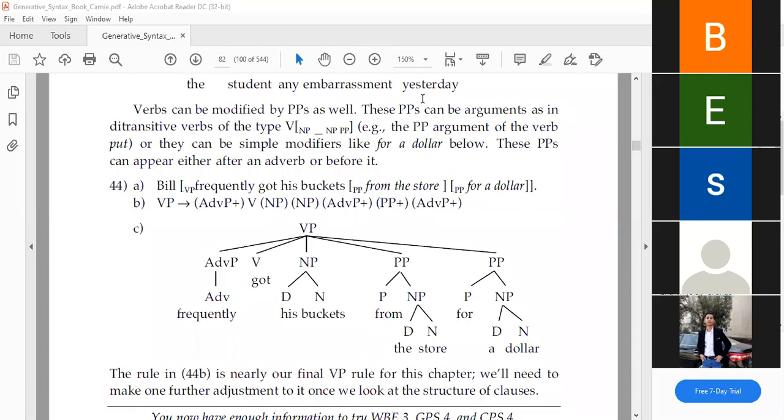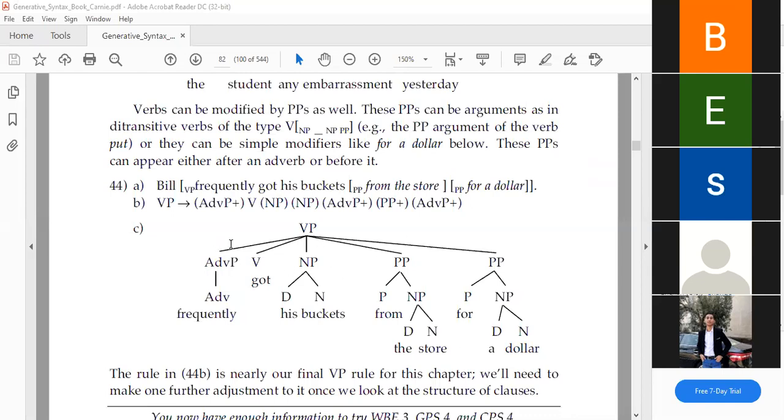So yeah, this is the perfect answer. If we say from the store in my neighborhood, when we say which store, it's the one in my neighborhood. So in my neighborhood modifies the store. It doesn't modify got. So we say from the store, this prepositional phrase modifies got. Like we say, Bill got his buckets. From where? From the store. So from the store modifies getting, the place of getting. So it modifies the verb.